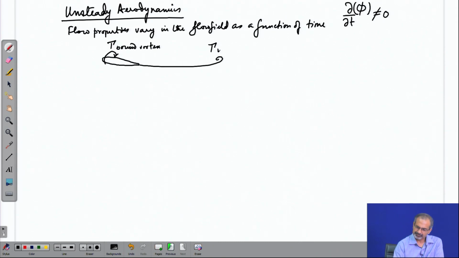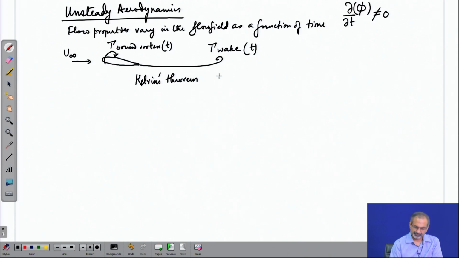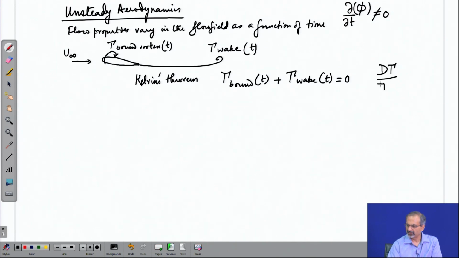And we said that in the initial phases of the flow establishing itself around an airfoil, the bound vortex grows with time. So, it is essentially a time dependent growth of circulation. Similarly, the circulation shed into the wake also changes with time, and by Kelvin's theorem, the sum of the two always equate to 0. The substantial derivative is essentially 0.